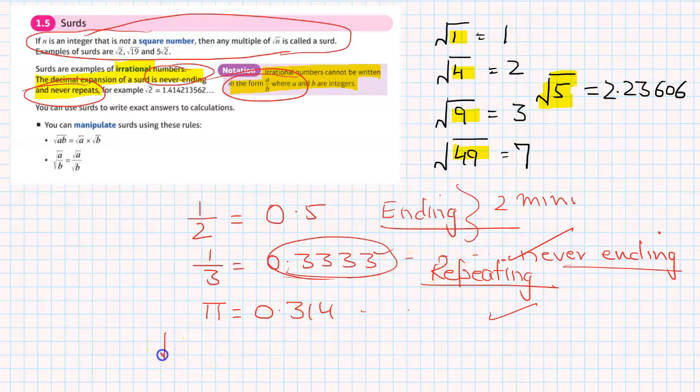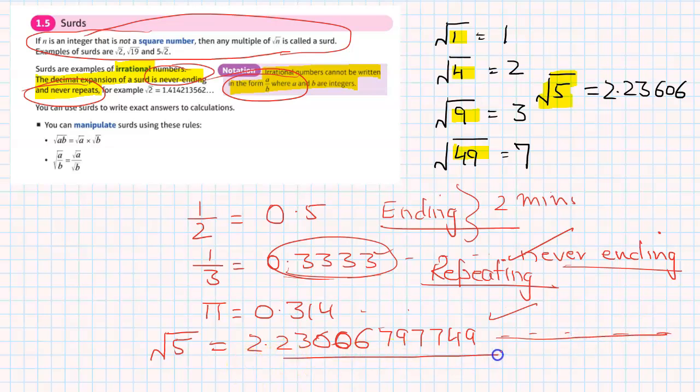For example, if you take root 5, I told you it is 2.23606 and the digits go on. It keeps on getting new digits, but it is not going to repeat at all.